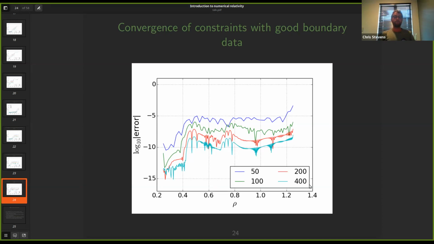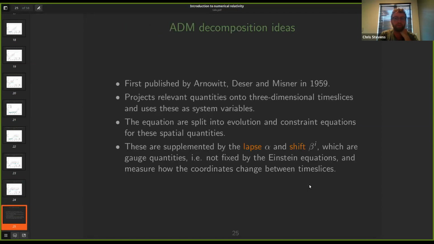If you're reading someone's paper that does this sort of numerical evolution and they don't have convergence tests, then you should be very skeptical, because they are really necessary to validate your results. Okay, so that's what I wanted to get through.